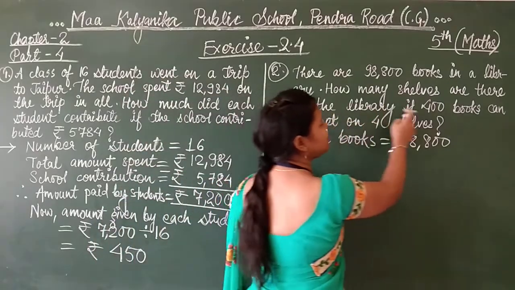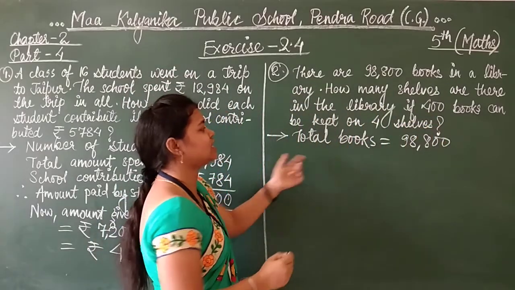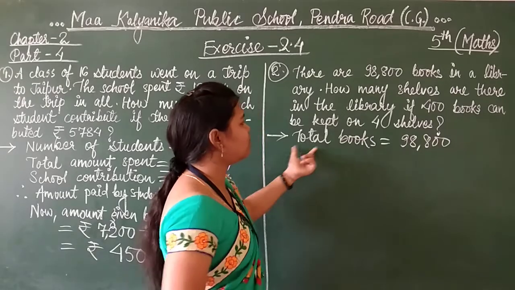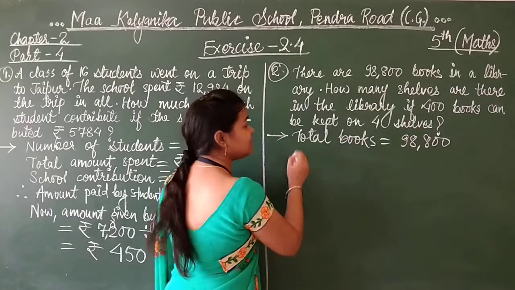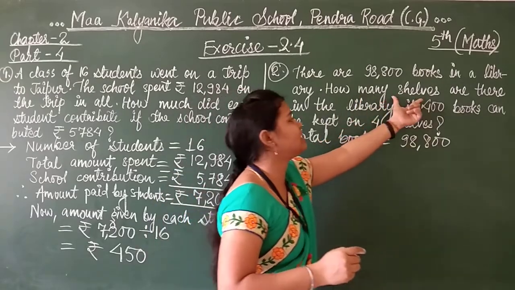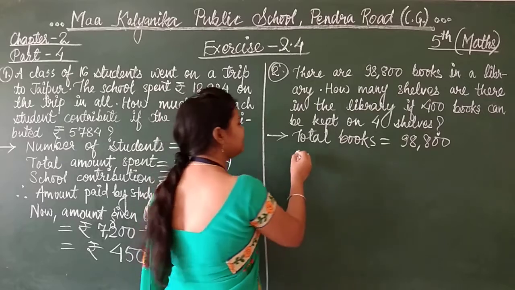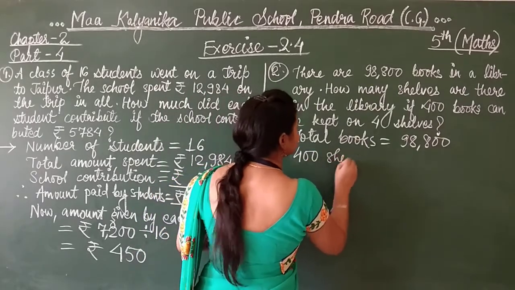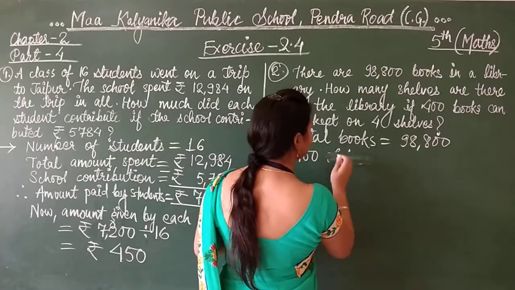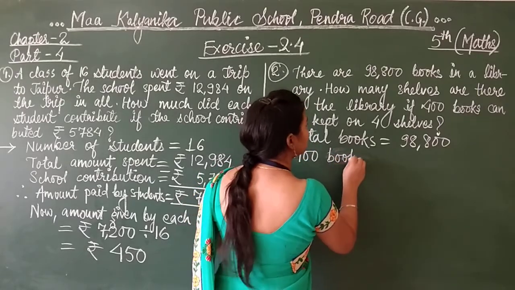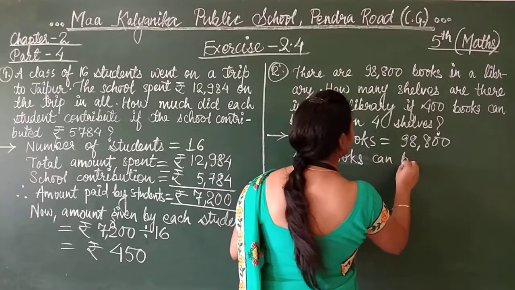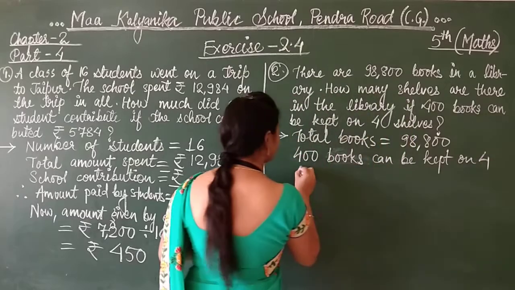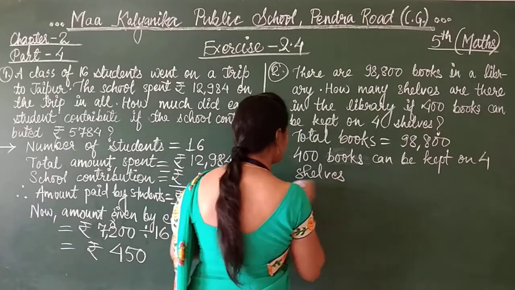See students, in the library 400 books can be kept on 4 shelves. So we will solve now. 4 shelves are there. So total shelves we have to find. Question is we have to find the number of shelves. So see, 400 books can be kept on 4 shelves. This is given.